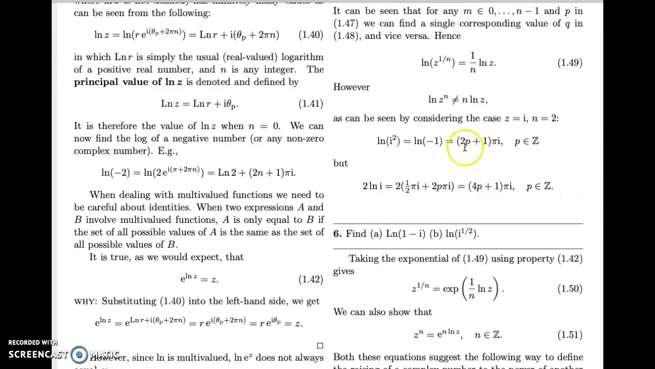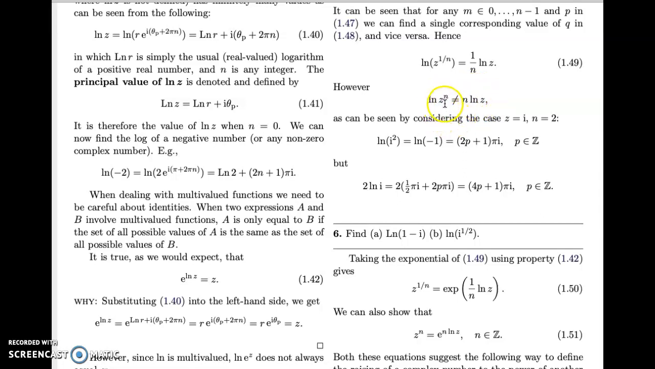However, this expression here is not true. So strangely enough, if you've got log of z to the 1 over n, where n is an integer, then you can actually take the 1 over n outside and you can write this down. That's fine. Both those things are the same. But perhaps more surprisingly, if you've got log of z to the n, then that's not equal to n times log z, meaning that all the possible values of this are not the same as all the possible values of this.